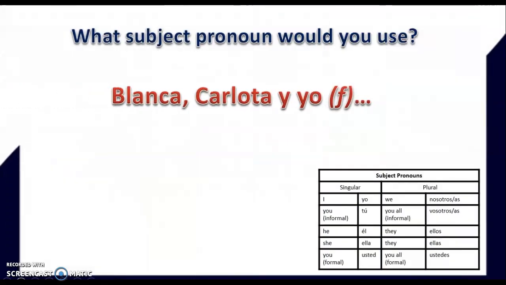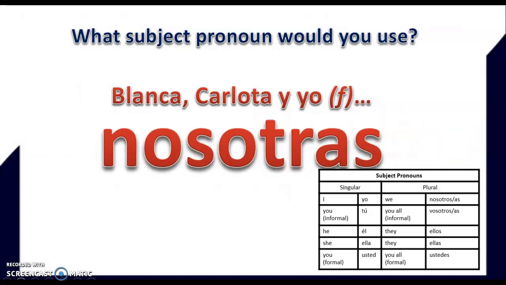What subject pronoun would you use if the subject were Blanca, Carla, Carlota, y yo? And this time I told you that yo is feminine, so they're all females. You would have to use nosotras.